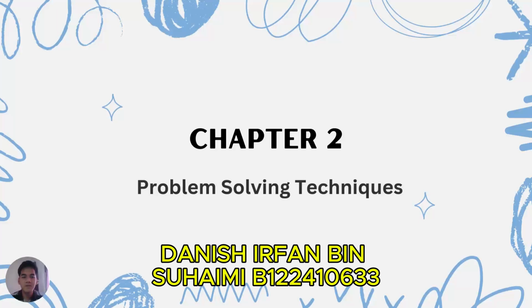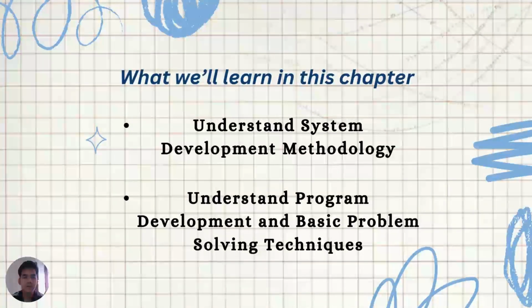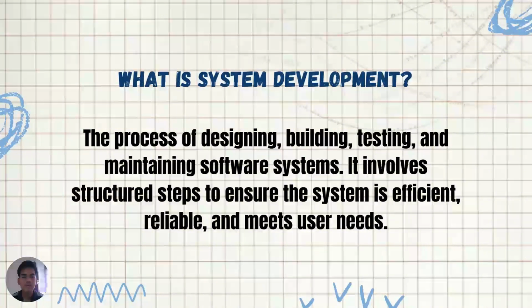So we move ahead with chapter 2, which is problem solving techniques. In this chapter, we will cover topics about system development methodology, program development, and basic problem solving techniques. So what is system development? System development is the process of designing, building, testing, and maintaining a software system. It involves structured steps to ensure the system is efficient, reliable, and meets user needs.